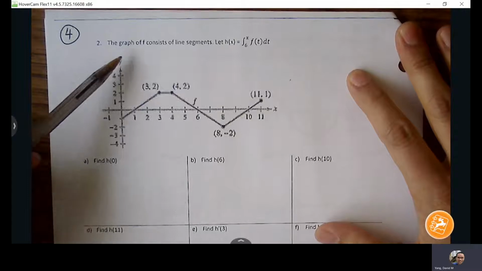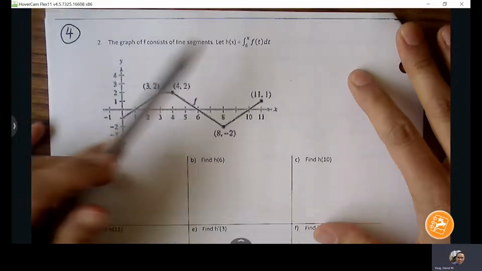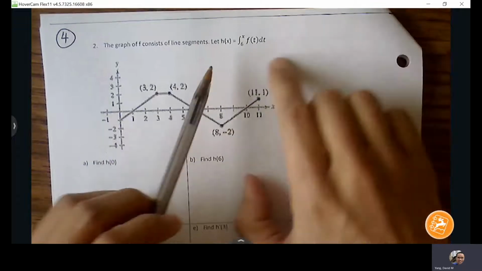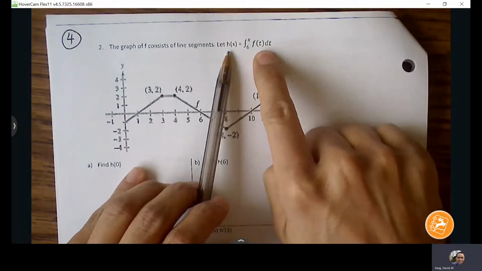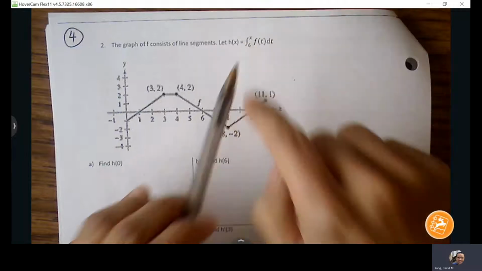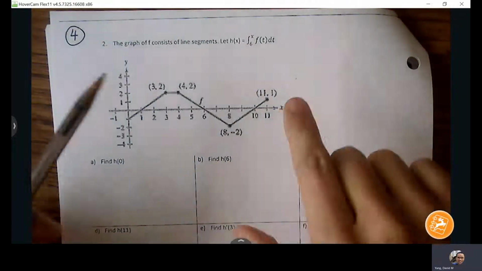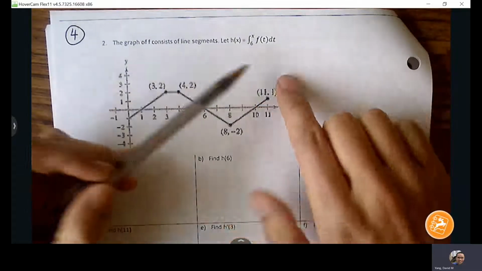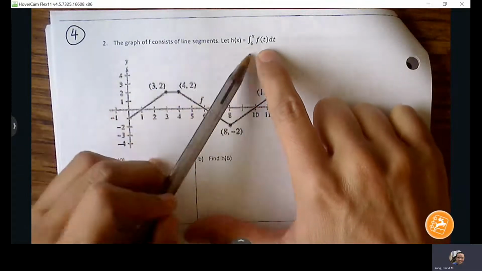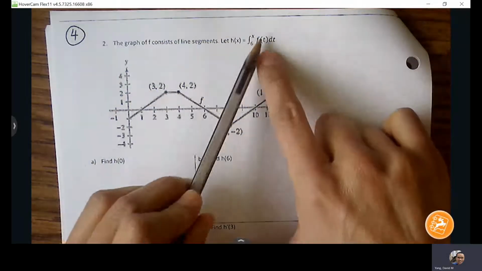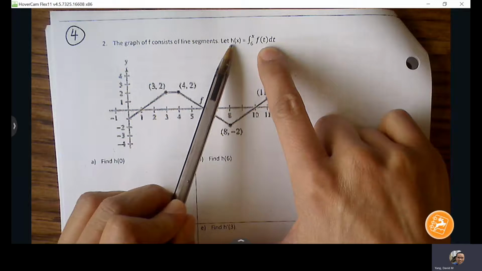Okay, so the graph f consists of the line segments. Let h be the definite integral from 6 to x of f of t. Now, anytime we see this relationship, we know that h and f have a staggered relationship in terms of their derivative and integral. So whenever you see this notation, you have to understand that this f that we're seeing in front of us is really the derivative of h. Okay, that's the relationship here.